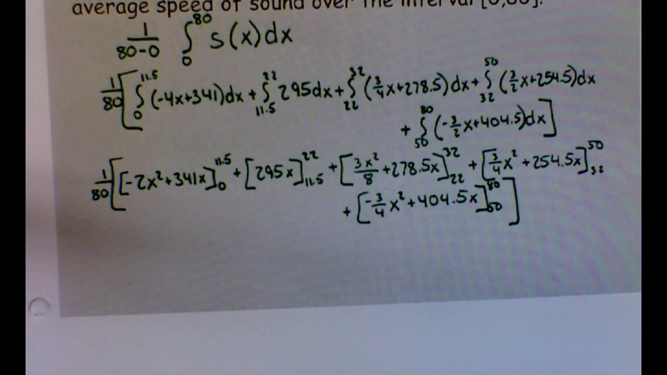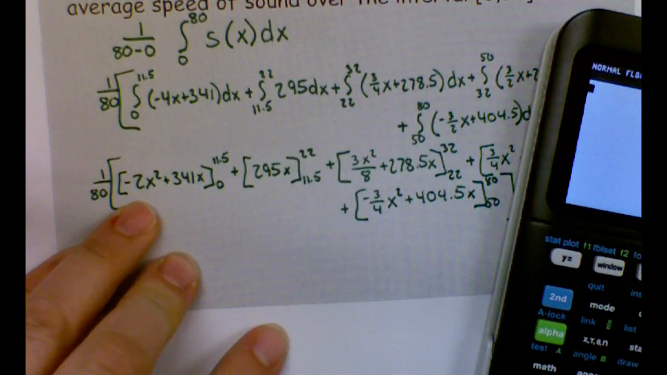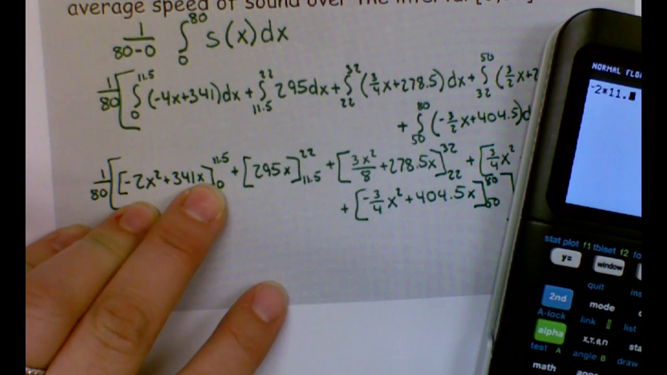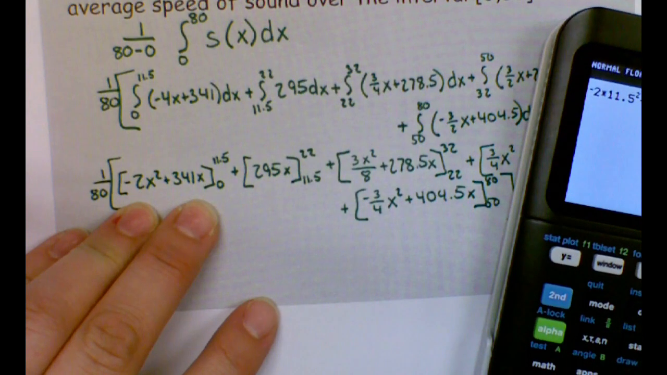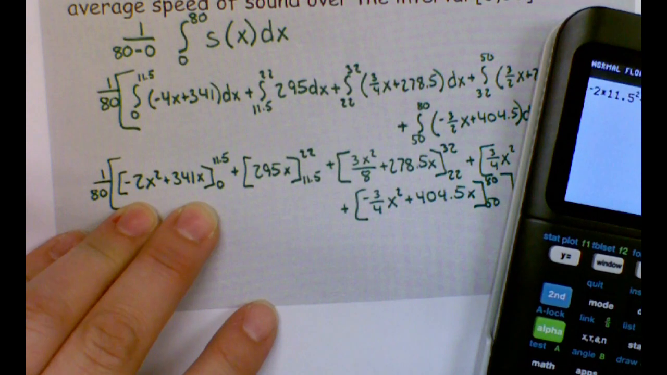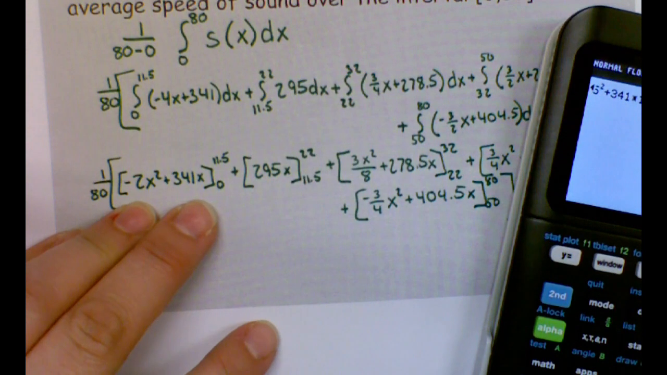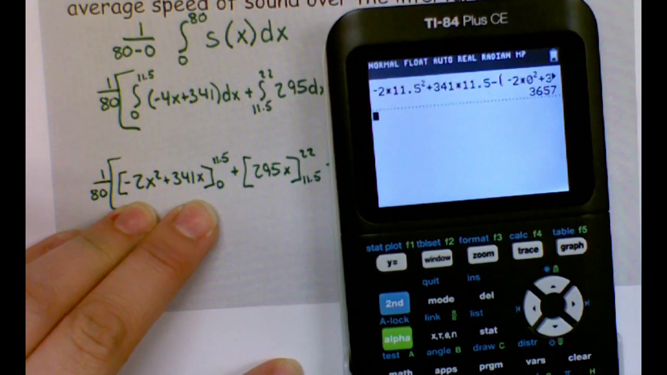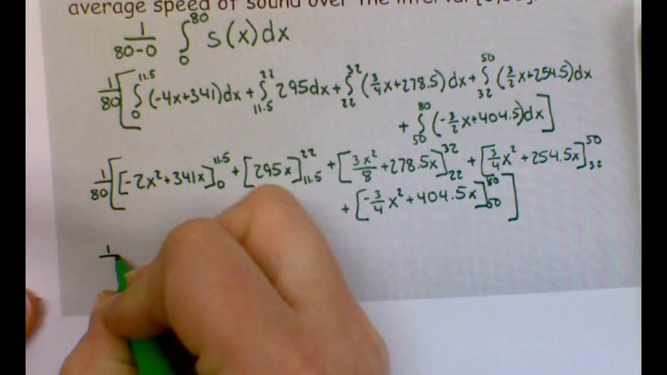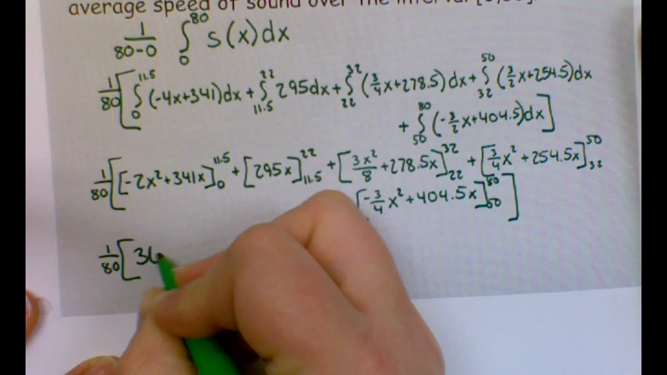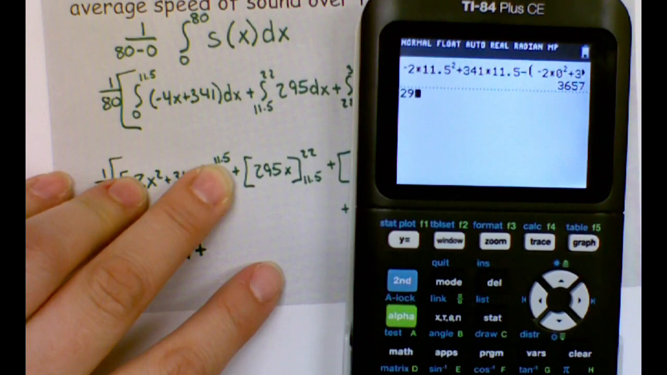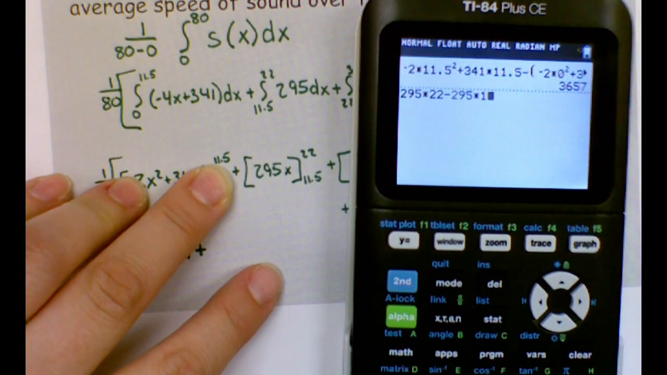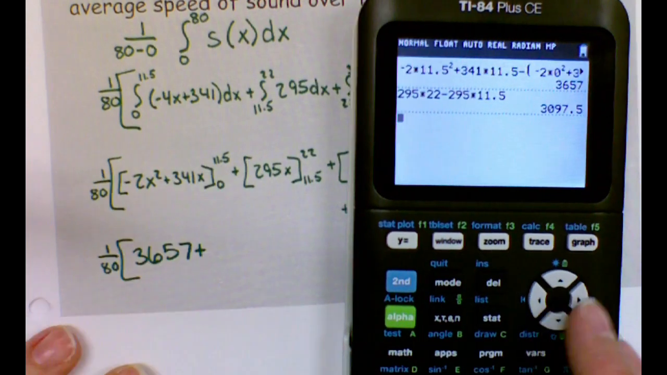All right, let's rely on our calculator now. Let's take negative 2 times 11.5 squared plus 341 times 11.5 minus negative 2 times 0 squared plus 341 times 0. And I know what you're thinking, Miss Dupree, that second part is just 0. Correct. We get 3657. So 1/80th of 3657. That was my first integral. Second one, 295x. We take 295 times 22 minus 295 times 11.5, 3097.5.